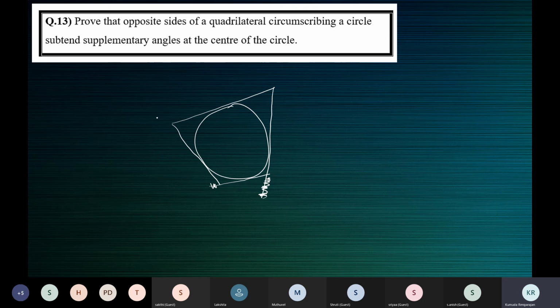So here you can see a quadrilateral, say ABCD, circumscribing a circle with center O. Circumscribing meaning lies outside the circle, touching the circle. Now we need to prove that the opposite sides of the quadrilateral, which are the opposite sides? AB and CD form one pair of opposite sides.